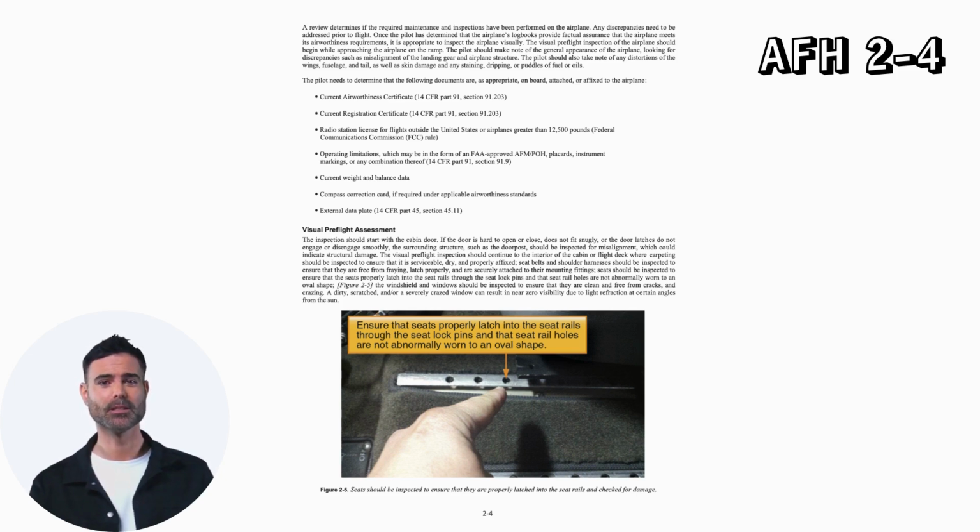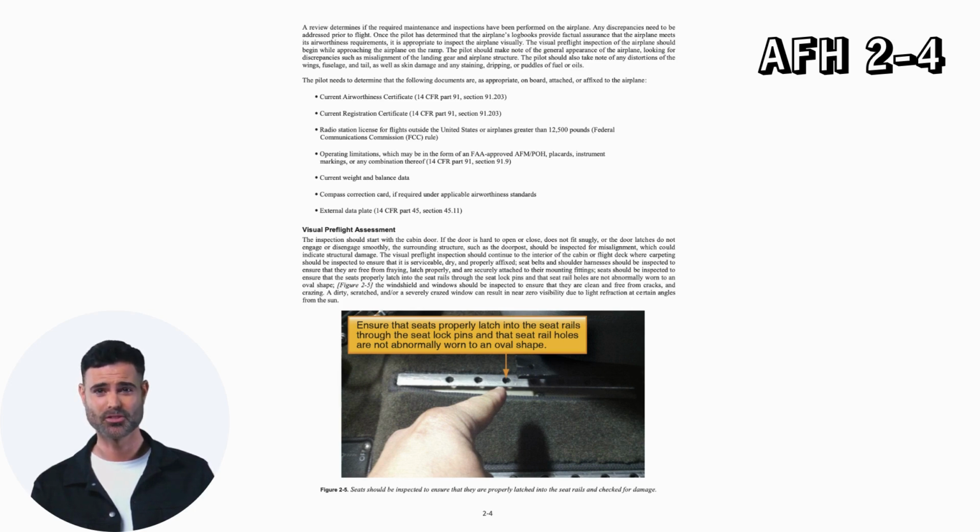Federal Communications Commission (FCC) rule operating limitations, which may be in the form of an FAA-approved AFM-POH, placards, instrument markings, or any combination thereof. 14 CFR Part 91, Section 91.9. Current weight and balance data. Compass correction card, if required under applicable airworthiness standards. External data plate, 14 CFR Part 45, Section 45.11.